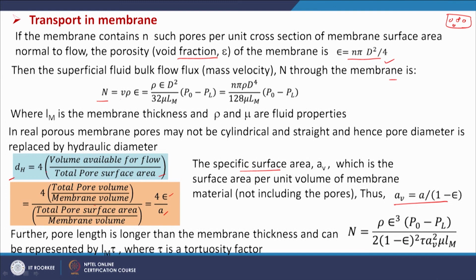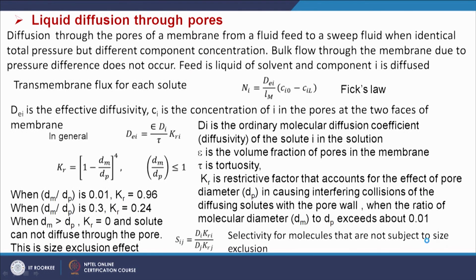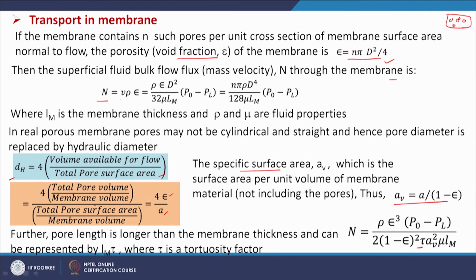So, we will put d in terms of dh, and dh is 4E by A. Then the N value comes as rho E cubed (Po minus PL) by 2 (1 minus E) squared tau AV squared mu Lm. Why this tau? Because in this case the Lm which we have considered, the pores may not be a straight line. So, a tortuosity factor is considered as tau. So, this is the flux through the pores.